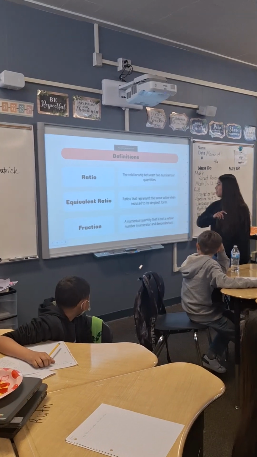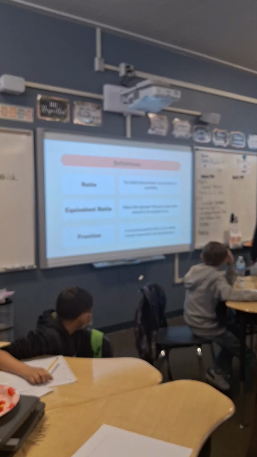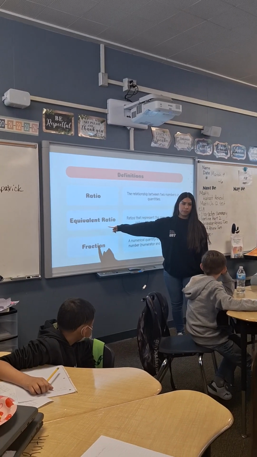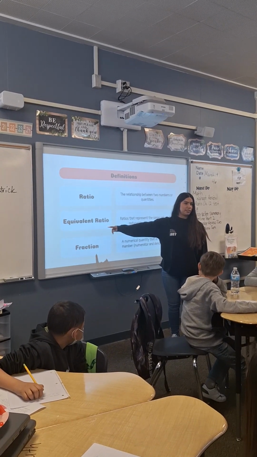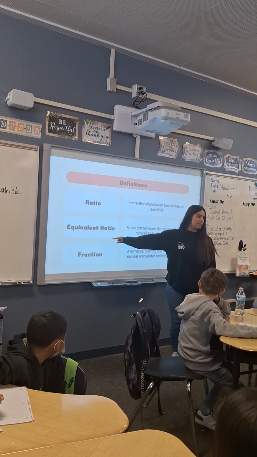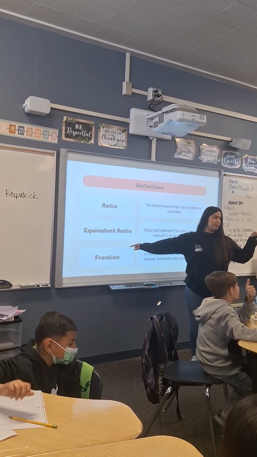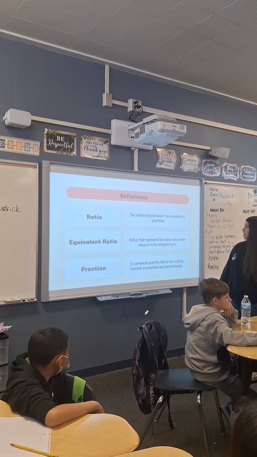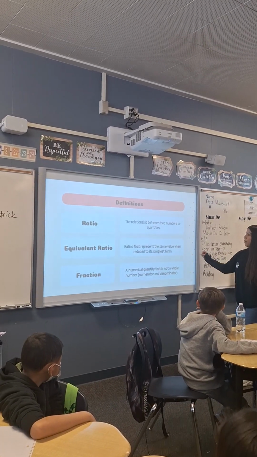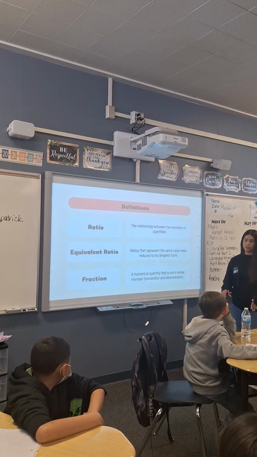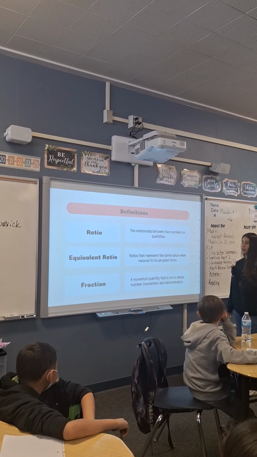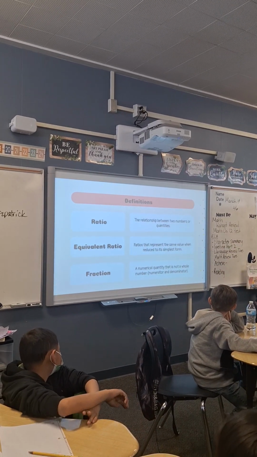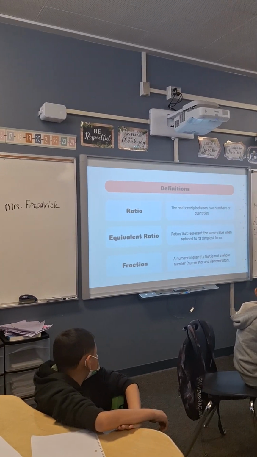Here are the definitions. So ratio is a relationship between 2 numbers or quantities. And then we have, did you guys go over equivalent ratios? Do you guys know what that is? Kind of, a little bit? Okay, so they're ratios, but they just represent the same value when reduced to their simplest form. Not all ratios can be reduced, depending on the numbers. And then a fraction is just a numerical quantity that is not a whole number, and it has a numerator and a denominator.